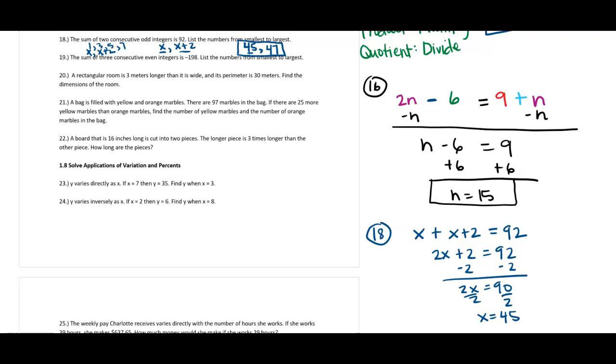Okay, any other ones here? Do you want to look at 20 or 21 or 22?